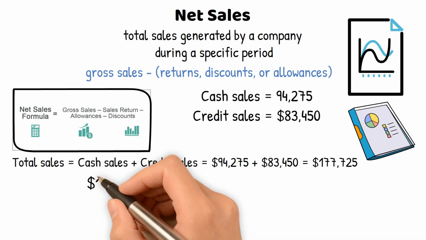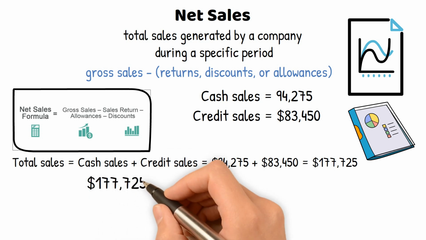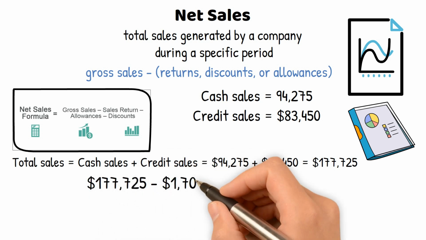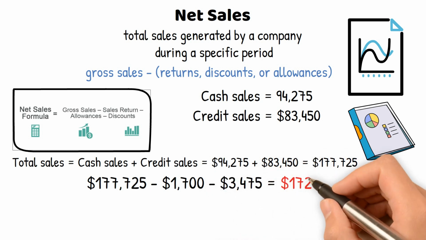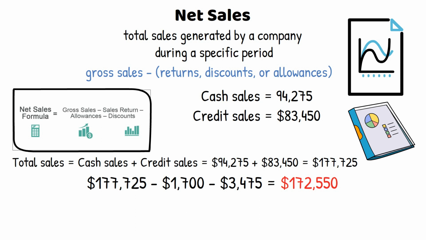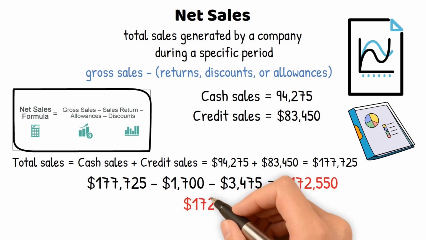Net sales equals total sales minus sales returns and allowances minus sales discounts. For example, say $177,725 minus $1,700 in returns and minus $3,475 in allowances equals $172,550.